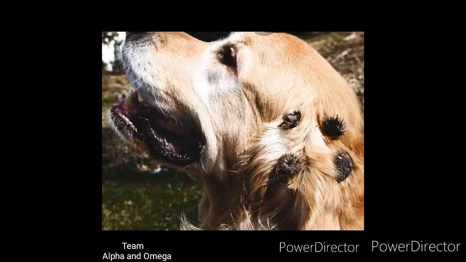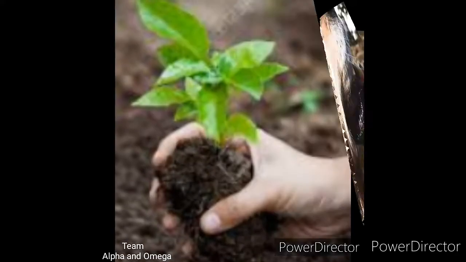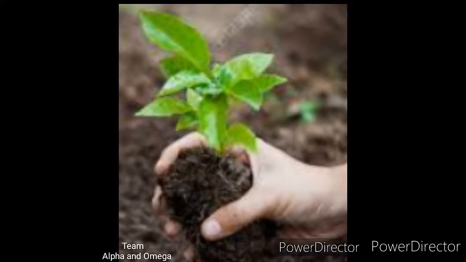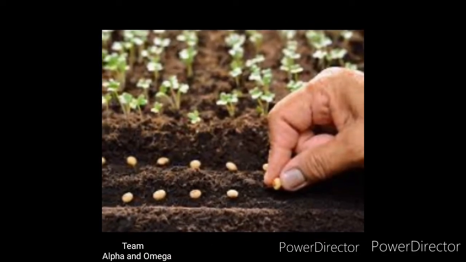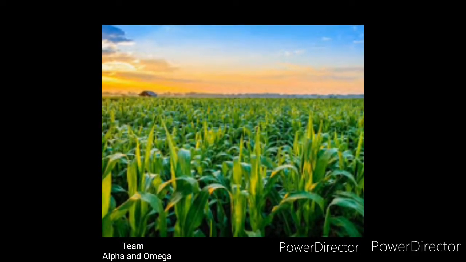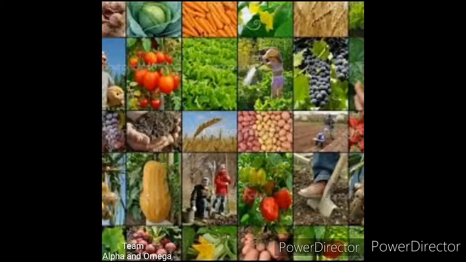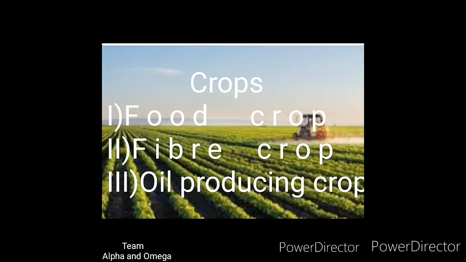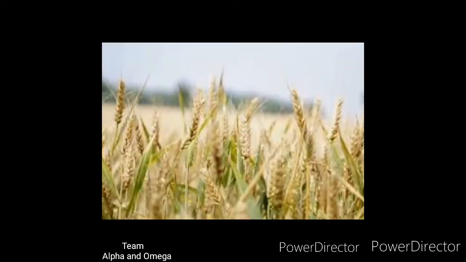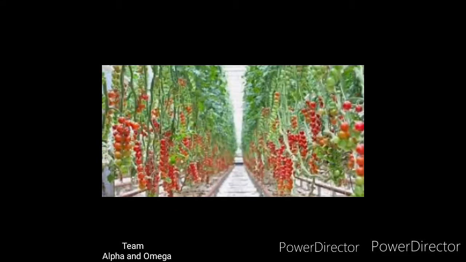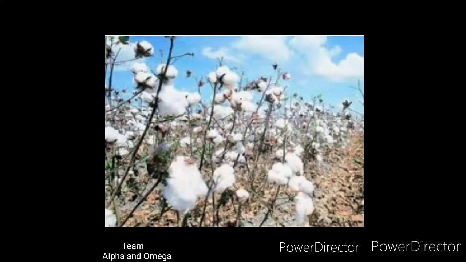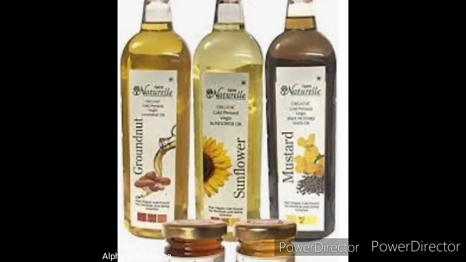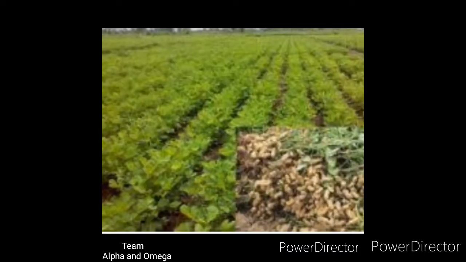Alright, moving on. Our next topic is crops. So let me tell you what a crop is. A cultivated plant that is grown on a large scale commercially, especially as cereals, fruits, or vegetables, is called a crop. And there are three types of crops. They are food crops, for example wheat, paddy, and vegetables. The second one is fiber crops, for example cotton and jute. And the third one is oil producing crops, for example mustard, sunflower, and peanuts.